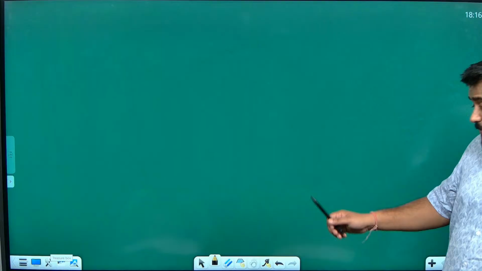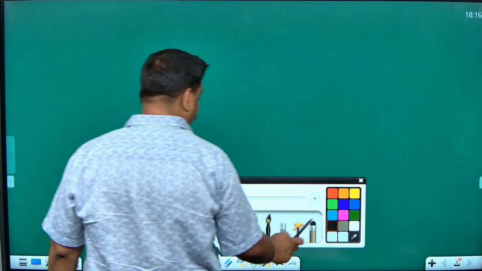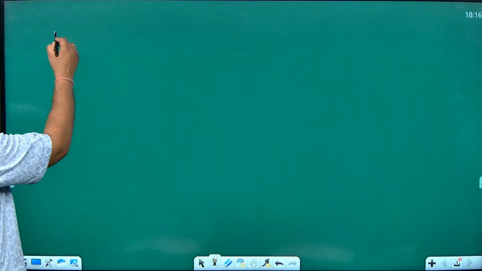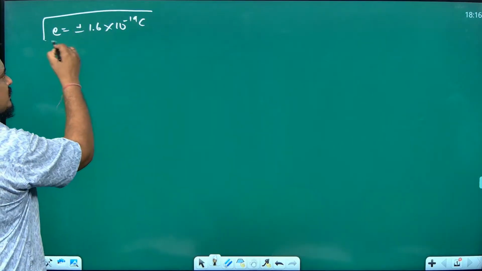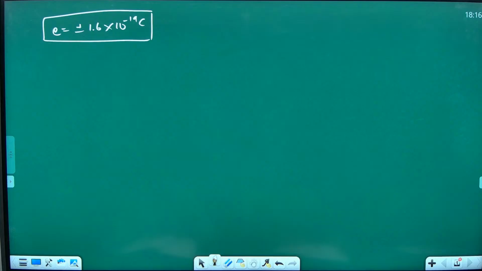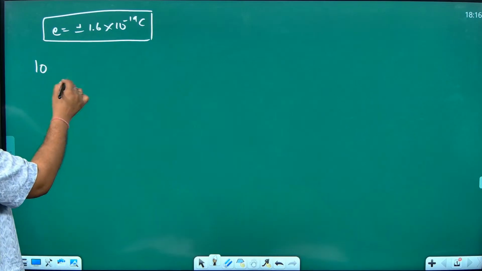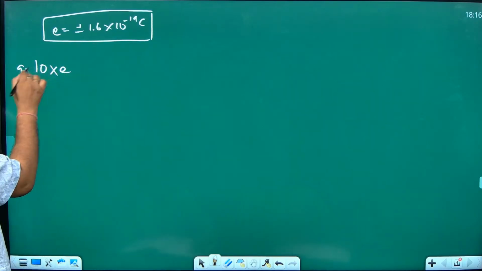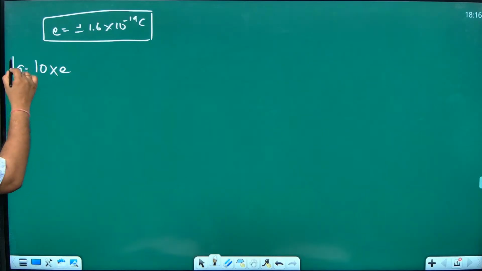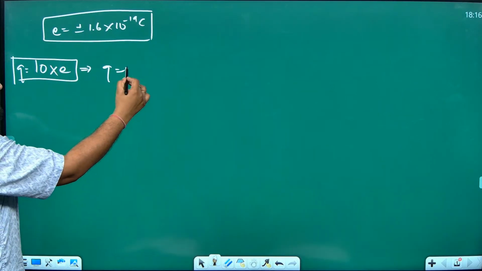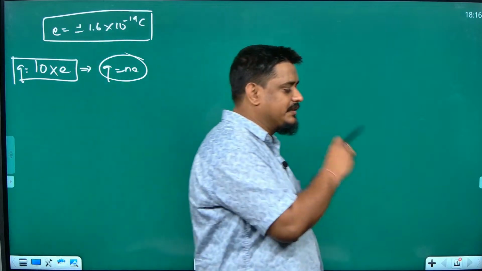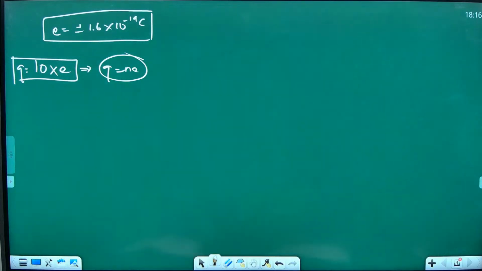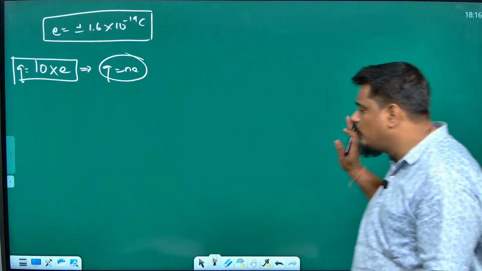So, by now you must know that if you have one electron or one proton, it carries a charge of plus or minus 1.6 into 10 to the power minus 19 coulombs. What is this? Charge carried by an electron or a proton. If I am having 10 protons, then I will have 10 into each charge, isn't it? So, this formula, Q is equal to NE, gives us the total charge created by a given number of charged particles.